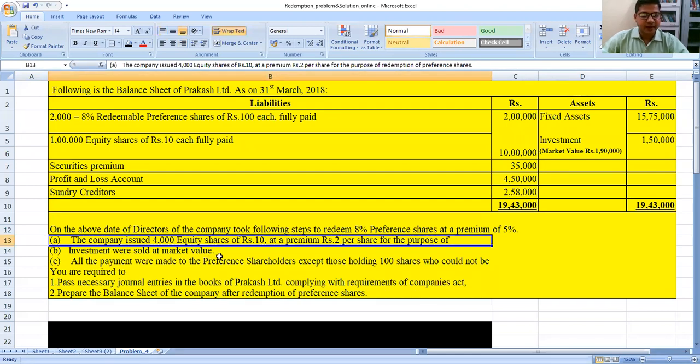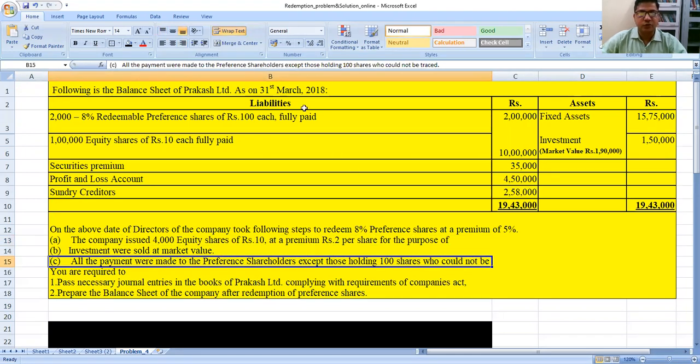Investments were sold at market value. All the payments were made to preference shareholders except those holding 100 shares who could not be traceable. Then you are required to, number one, pass necessary journal entries in the books of Prakash Limited, complying with the requirements of the Companies Act. Prepare the balance sheet of the company after redemption of preference shares.